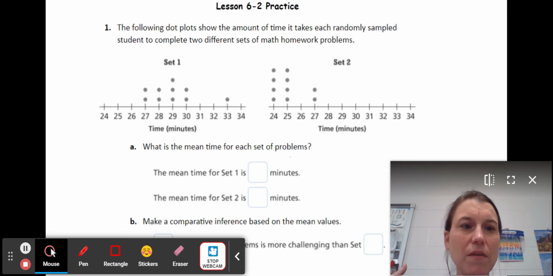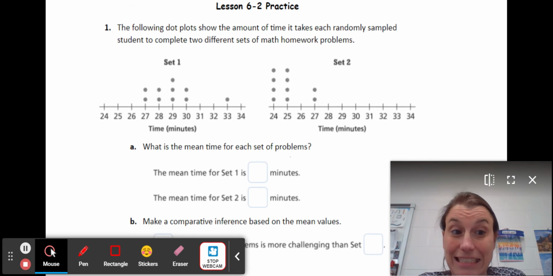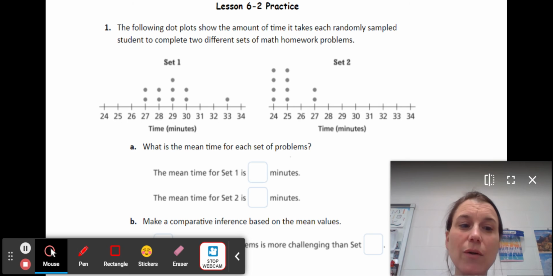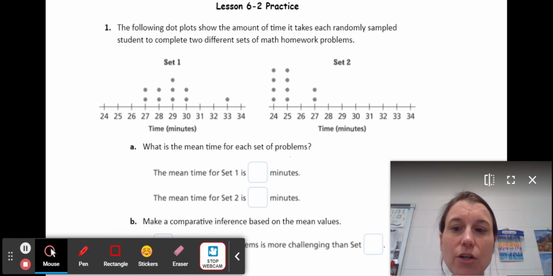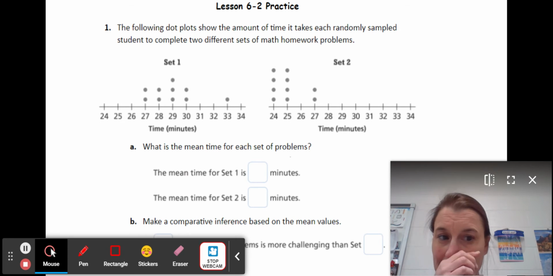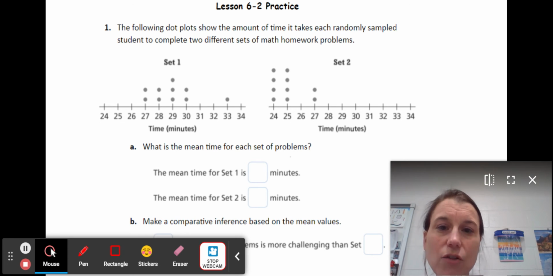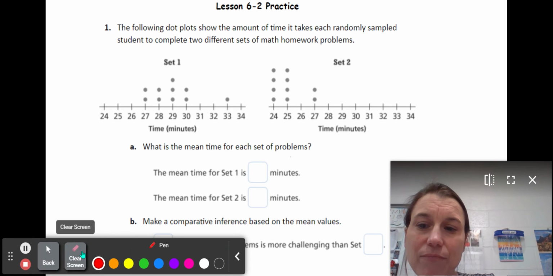We're also going to assume that it's the same students doing the two sets, because if it's different people doing it, then how could you really judge? So it's the same people doing each set, and the same number of questions in each set. So for set 1, we have the time it took them to complete that number of problems, and it's asking us to find the mean of set 1.